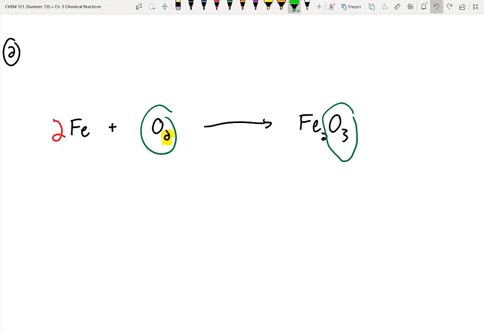So what I would do is in the next step, like I said, if there's a 3 down here, I'll just slap a 3 in front of the other molecule. And if there's a 2 down here, I'll just slap a 2 in front of the other one. Because that way, we're going to have 6 oxygens on each side now. Am I done? No. What else do we need to fix now?